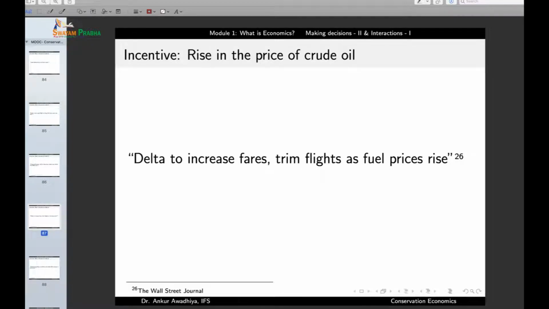Now, here is another act that has been induced. Not only do airlines increase their fares, but they also reduce operations on those sectors that are not that profitable. Because your cost of operation has gone up, to maintain your profitability, you will either increase the fare or you will reduce your operations in certain areas. You will abandon plans of expanding.